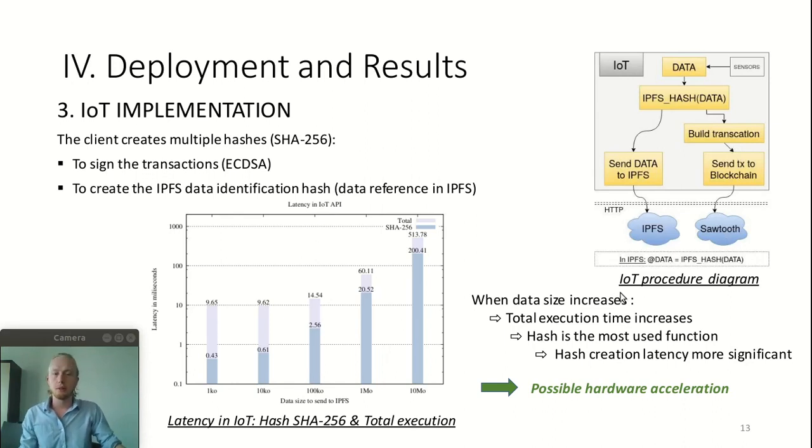So we have studied here the latency of the program, and we wanted to analyze how the hashing function latency increases when the data size increases. We have seen that when the data size increases, the total execution time increases, of course, and the hash is still one of the most used functions. We have also observed that the hash creation latency is getting more and more significant. You can see that on the graph here. And based on the previous research, we have seen that it is possible to have hardware acceleration on this kind of function.